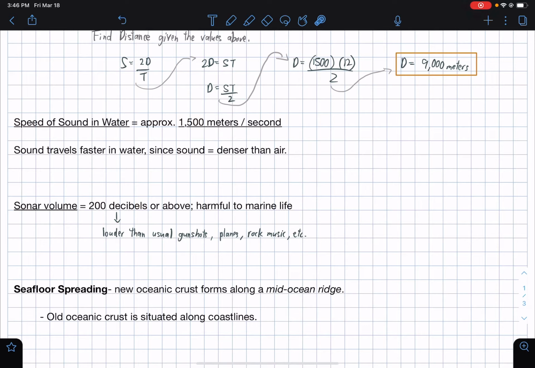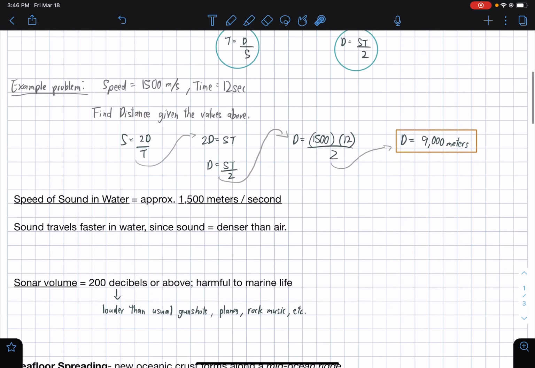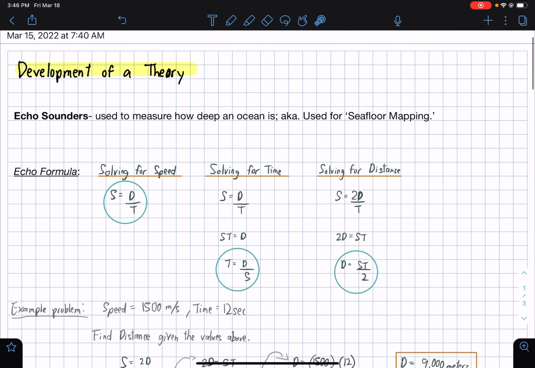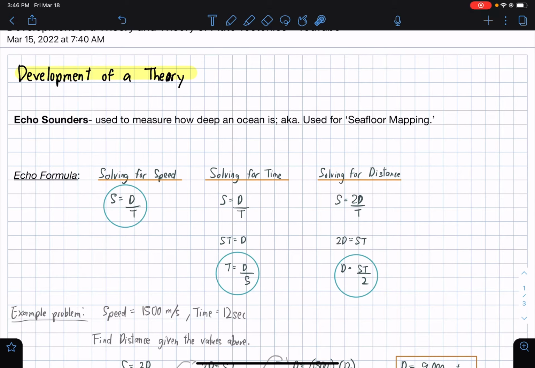200 decibels is basically louder than usual gunshots, the noise when you're nearby a plane with engines turned on, rock music, etc. Of course, the ears of fishes, whales, and nearby marine animals, they'll be able to hear the sonar volume, and it's going to rupture their ears. Maybe some marine life could die because of it. But still, sonar volume is very important in our use of echo sounders.